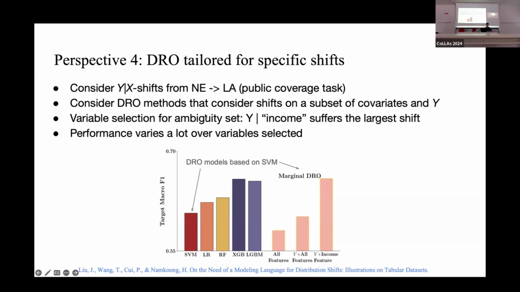And this perspective shows that if we have a better understanding of our shift patterns, and if we can analyze our data heterogeneity first, then we may have a better modeling way to design different kinds of methods, and they may work more efficiently in practice.